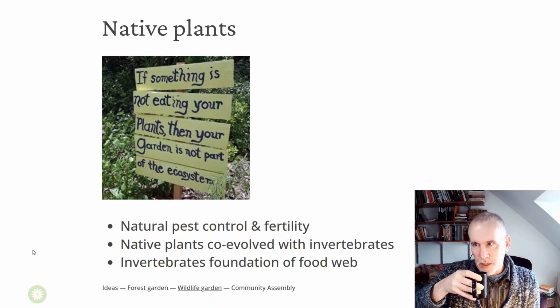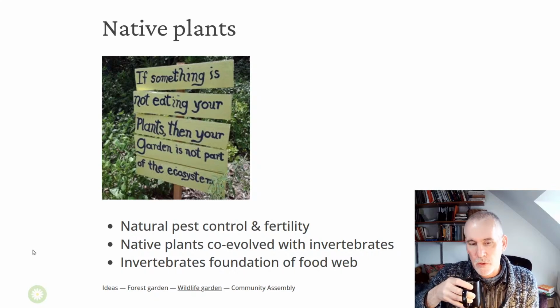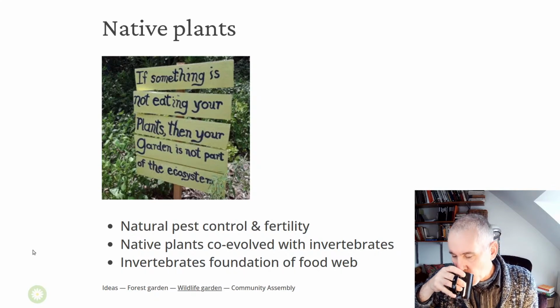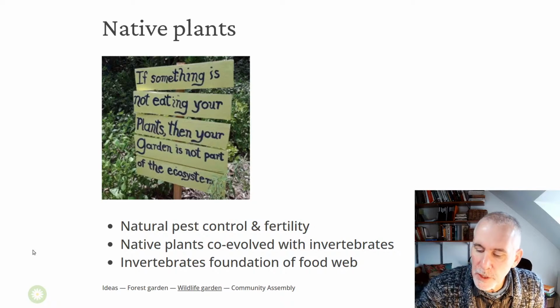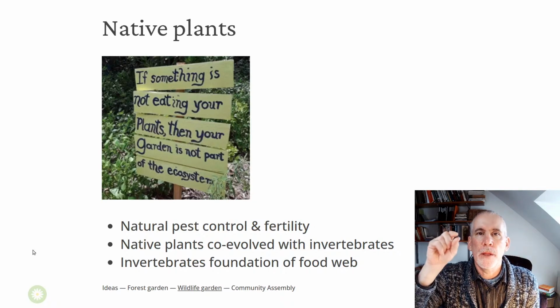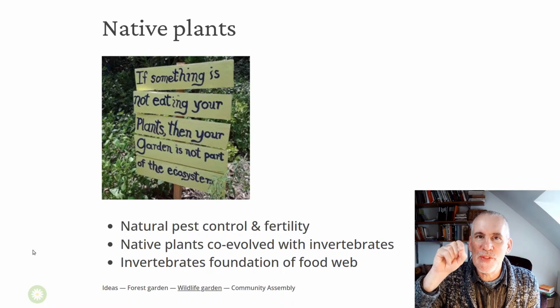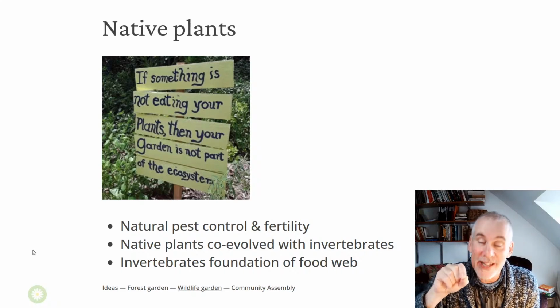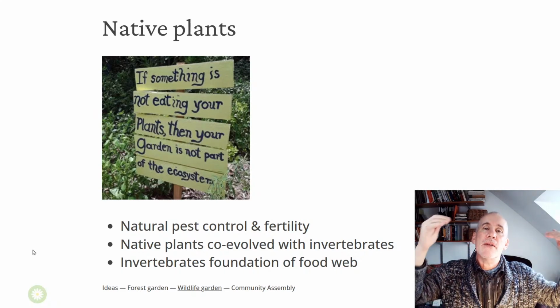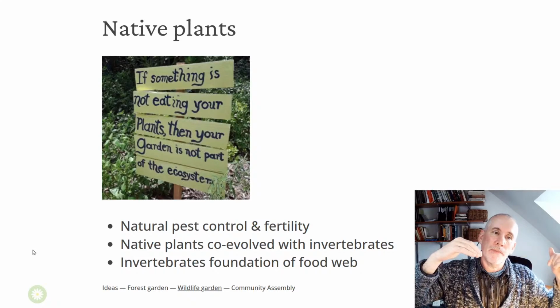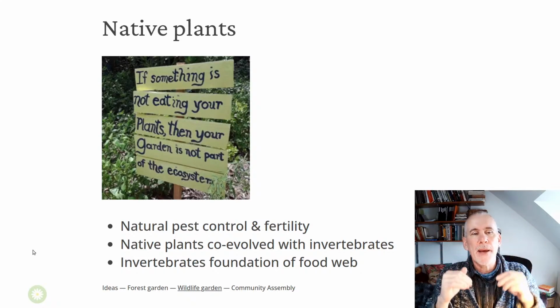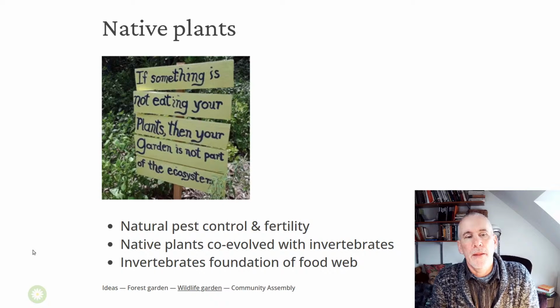If something's not eating your plants, then your garden is not part of the ecosystem. So it sounds counterintuitive, but what you want to be doing is to encourage, you want to grow stuff that invertebrates will eat, but by doing that, then you get a balance, and then you get the predators. Yeah, and it's creating that balance.